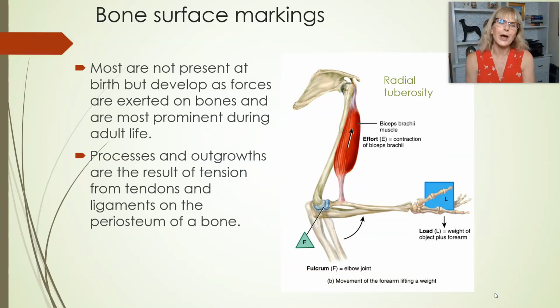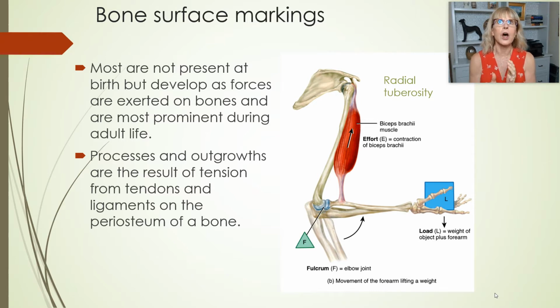Now that you know that bone is a living tissue, I wanted to explain a little bit about bone surface markings. Some of the anatomical terms that you are being asked to memorize in the bone labs are things like the deltoid tuberosity or the tibial tuberosity. And those are good examples of bone surface markings.